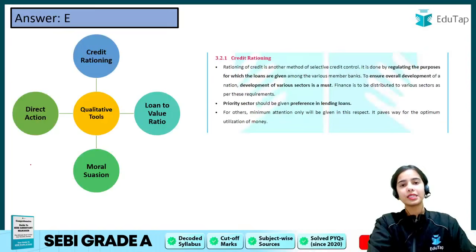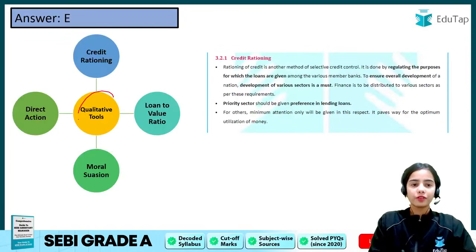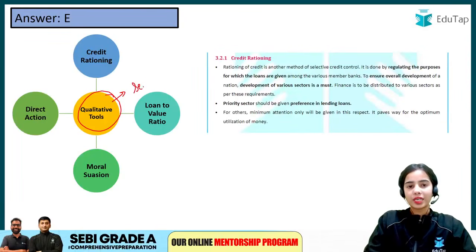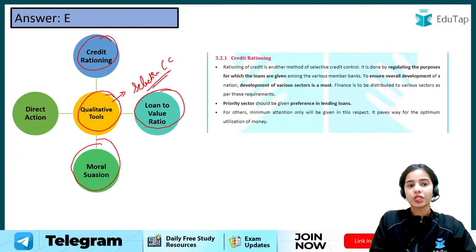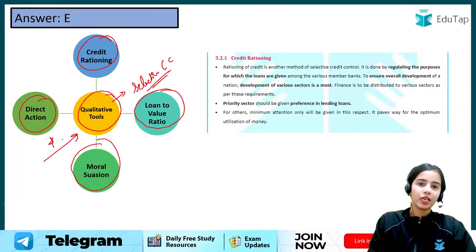I hope you were easily able to identify this. So qualitative tools of monetary policy are also known as selective credit control tools, and credit rationing, loan to value ratio, moral suasion, direct action, all of these come under the qualitative tools of monetary policy.